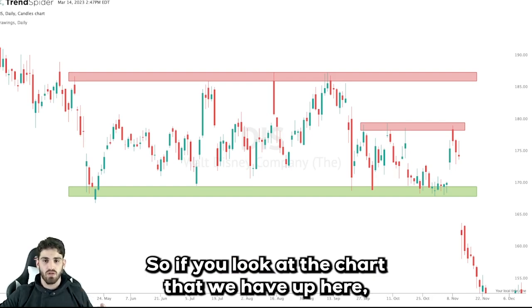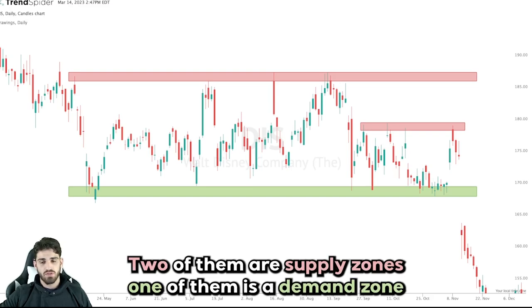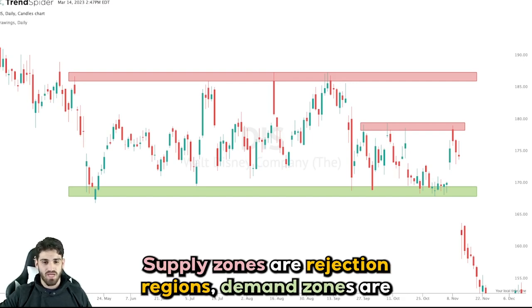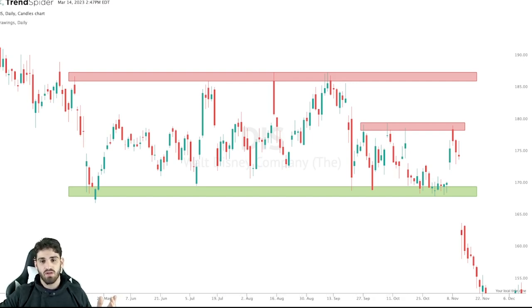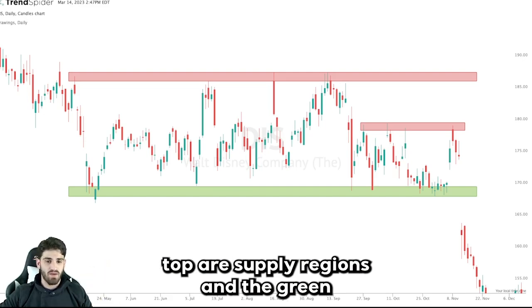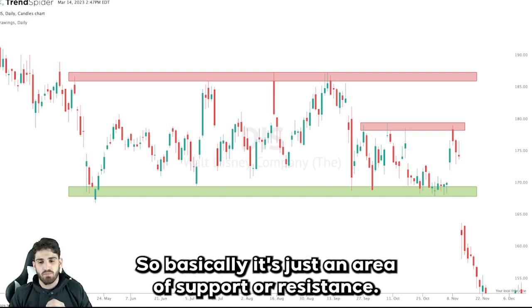If you look at the chart that we have up here, this is the Disney daily chart. I have three zones. Two of them are supply zones, one of them is a demand zone. To not overcomplicate things, supply zones are rejection regions, demand zones are bounce regions. You can note that the red zones up top are our supply regions and the green one on the bottom is our demand zone. Basically, it's just an area of support or resistance.